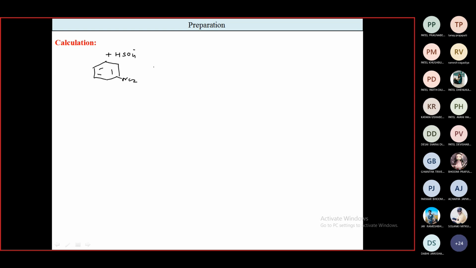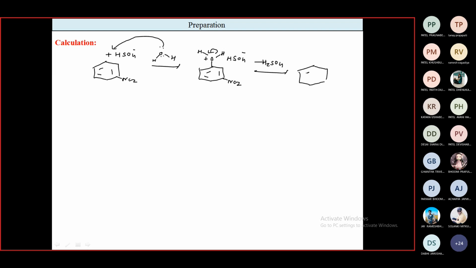reacts with H2O. So you get the hydrated form, followed by deprotonation from here. With removal of H2SO4, you get the main product, metanitrophenol.